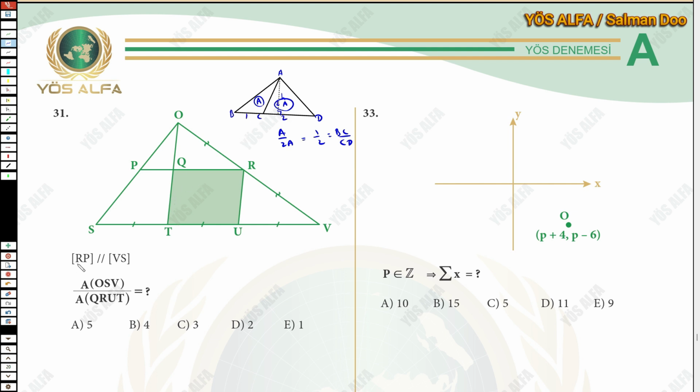Now let's come back to the problem. RP is parallel to VS. VS is this line. Since it is parallel, we know that this ratio is the same as this ratio.